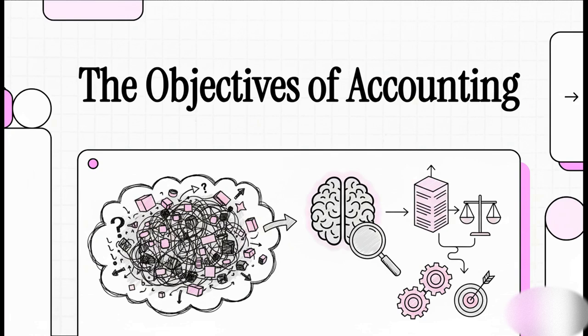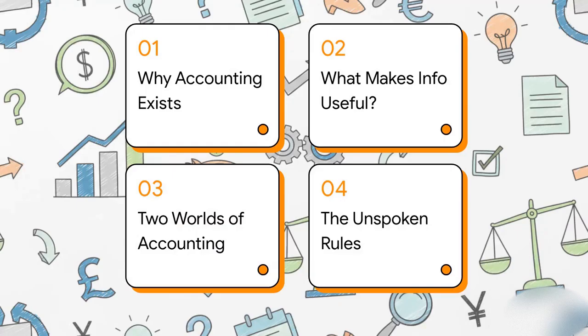In this explainer, we're going to look at the real objectives of accounting, and really how it takes all the potential chaos of business and turns it into something clear and understandable. We're going to break this down into 4 parts. First, we'll tackle why accounting even exists in the first place. Then we'll figure out what makes financial information actually useful. After that, we'll explore the 2 different worlds of accounting. And finally, we'll get into the unspoken rules of the game that hold the whole thing together.